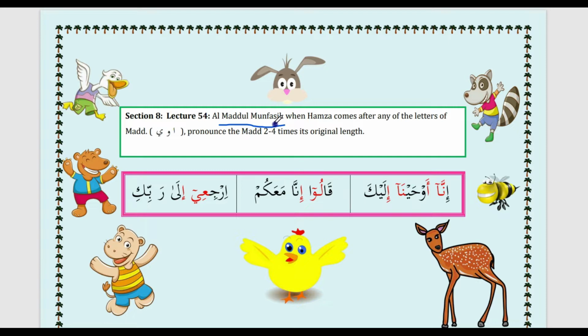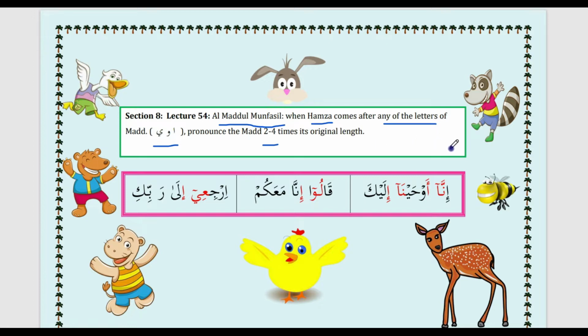So when do we apply Al-Maddul Munfasil? It happens when Hamza comes after any of the letters of Mad. The letters of Mad are Alif, Waw, and Ya. Whenever Hamza appears after Alif, Waw, or Ya, pronounce the Mad 2 to 4 times its original length. Or we stretch the Mad 2 to 4 times its original length.